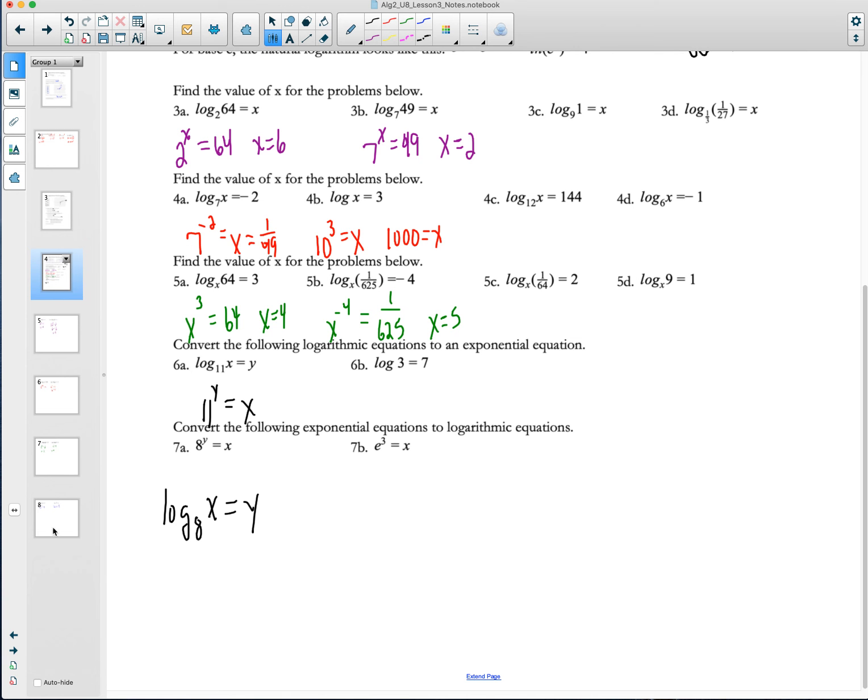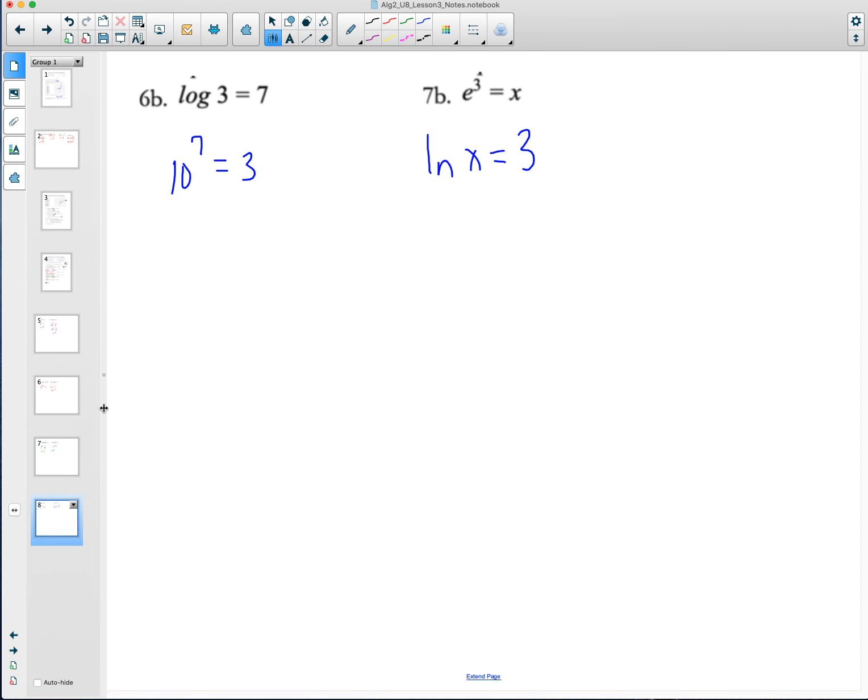All right, so looking at 6b and 7b then. If I look at 6b, once again, if I have just log, that means we're in base 10. So this is 10 to the 7th power is equal to 3, which is not a true equation. So I'm not sure where I stole that example, but that's not a good example because 10 to the 7th is definitely not 3. So moving on past that bad math, we have e to the third is equal to x. Now remember, once our base is e, we represent that with the natural logarithm. So that's ln of x would equal 3, like so.